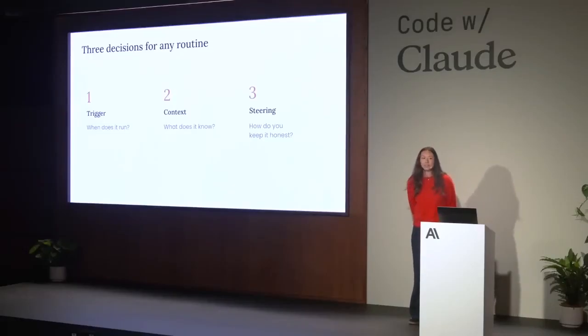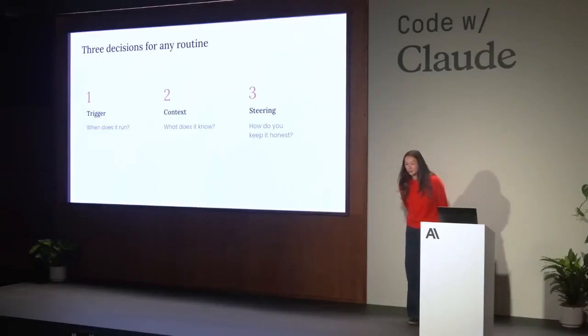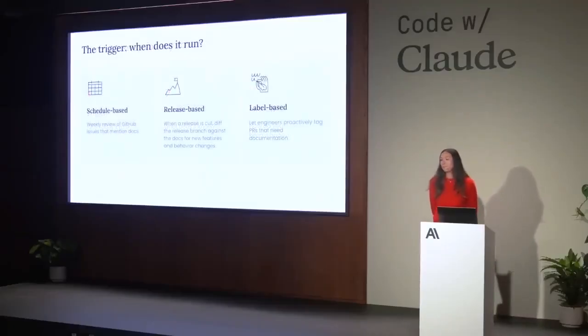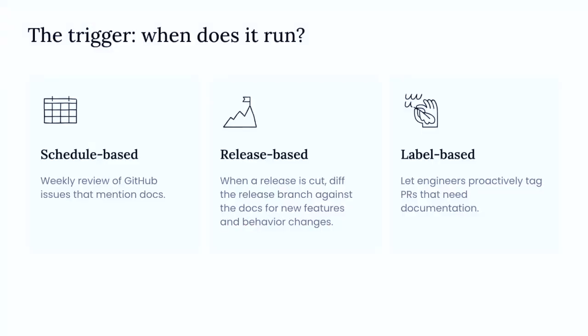We'll dive into each one of these, and I'll talk through how Sarah, a member of our team, does this to automate documentation creation. The first one is the trigger. When should this routine actually run? Inside of routines, there are basically two ways to do this.